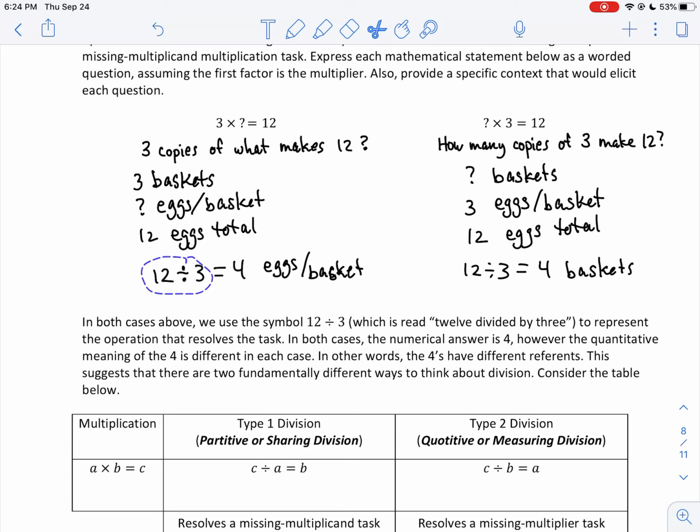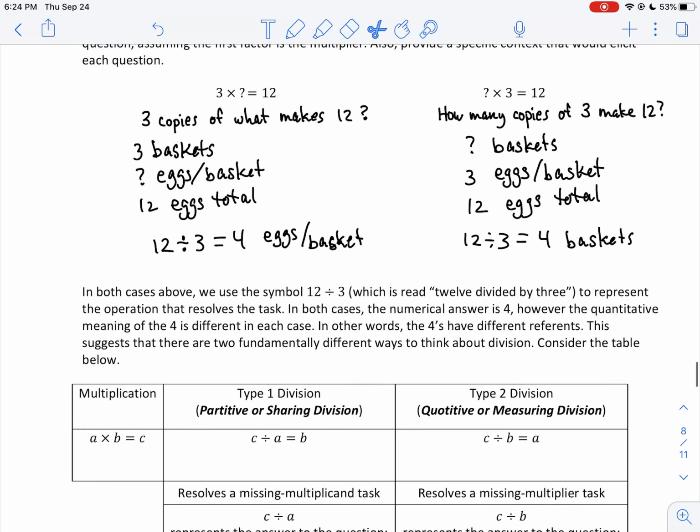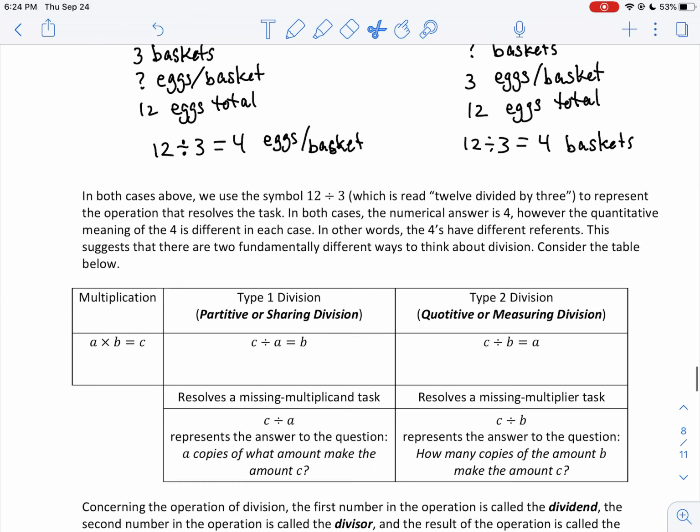So when you're given a naked problem of division, 12 divided by 3 and 12 divided by 3, in both cases the answer is 4, but you think differently to arrive at that numerical answer of 4. In one case you're asking yourself 3 copies of what make 12, and in the other you're asking yourself how many copies of 3 make 12. And those are very different things to resolve.